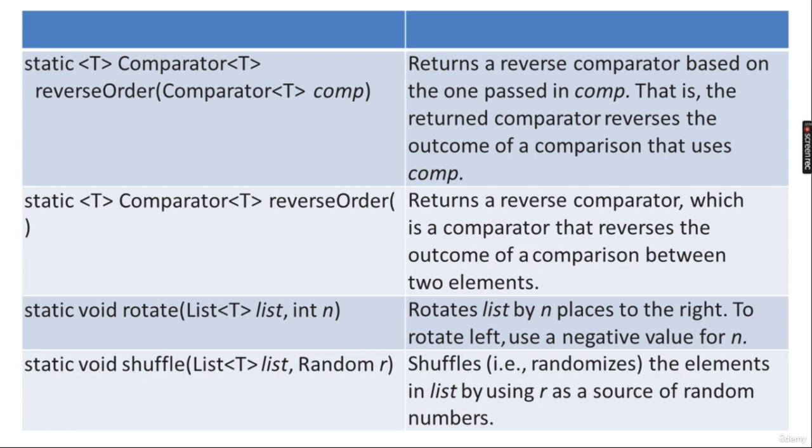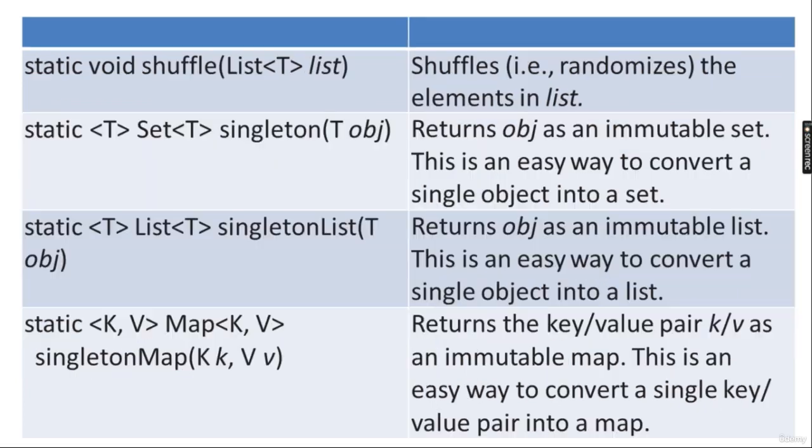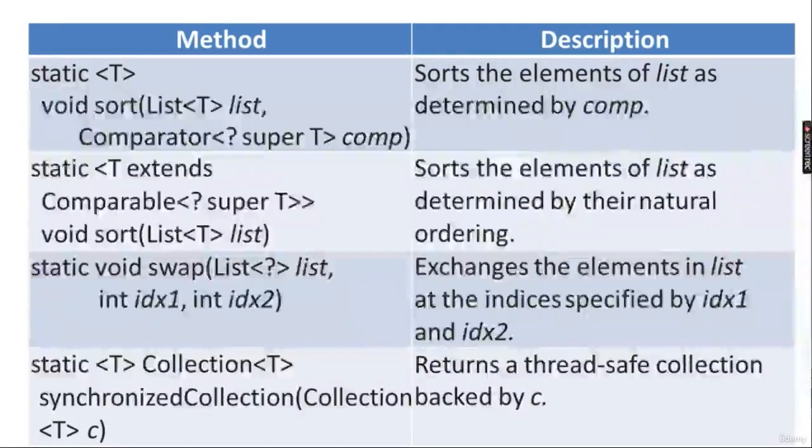static void shuffle(List<T> list, Random r) shuffles, that is, randomizes the elements in the list by using r as the source of random numbers. static void shuffle(List<T> list) shuffles the elements in the list. static <T> Set<T> singleton(T obj) returns obj as an immutable set. This is an easy way to convert a single object into a set. static <T> List<T> singletonList(T obj) returns obj as an immutable list. This is an easy way to convert a single object into a list. static <K,V> Map<K,V> singletonMap(K k, V v) returns the key/value pair as an immutable map. This is an easy way to convert a single key/value pair into a map.